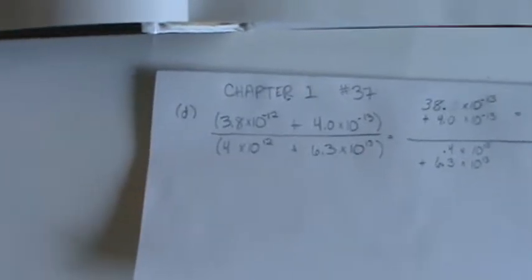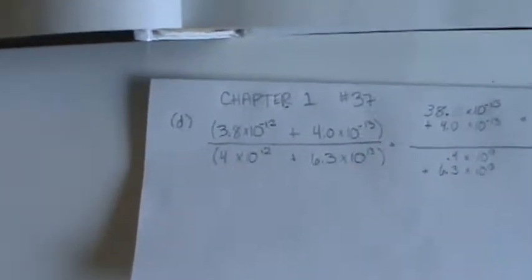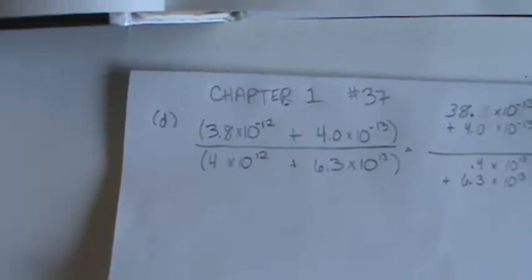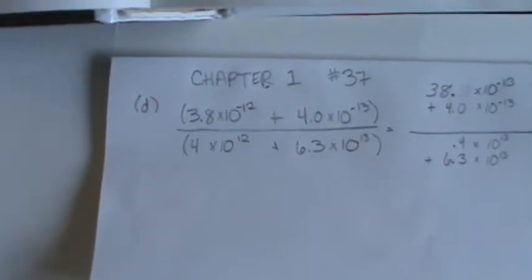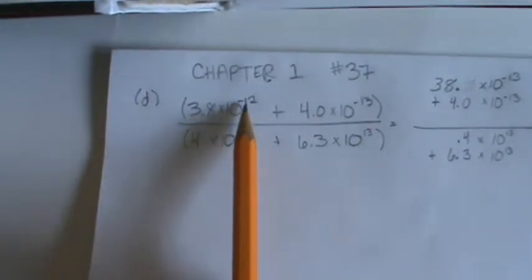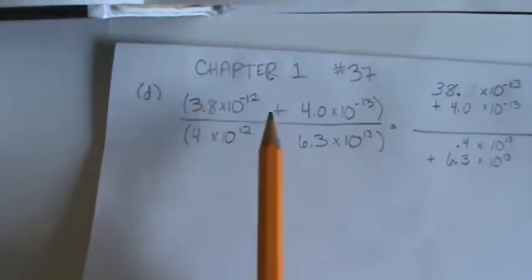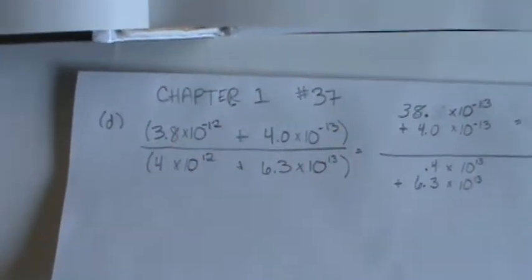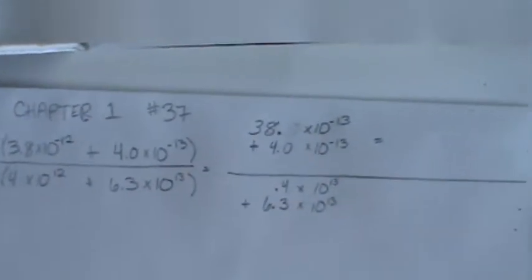All right, chapter 1, number 37. As I look at this, we're going to just work one of these. We're going to work letter D, and just to give you an idea of what's going on here. So we have 3.8 times 10 to the negative 12th, so it's in scientific notation, plus 4.0 times 10 to the negative 13th. Okay, so we need to get those to agree.